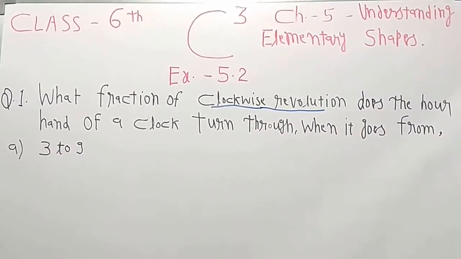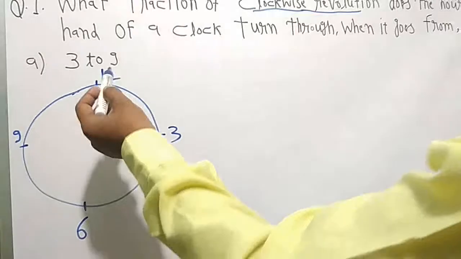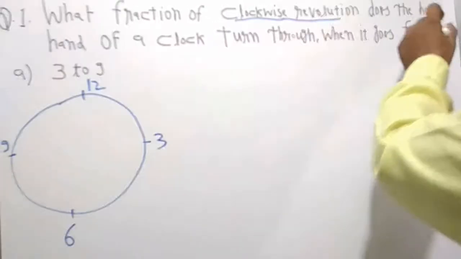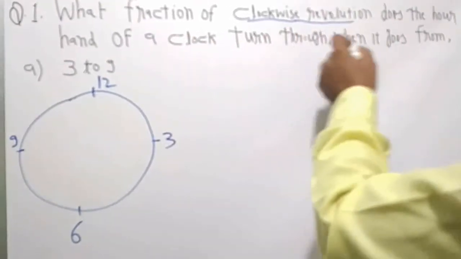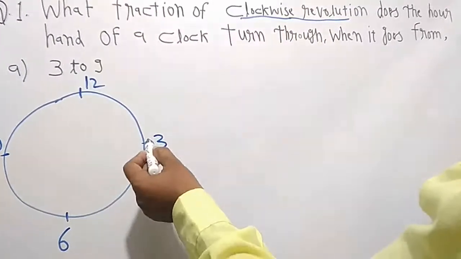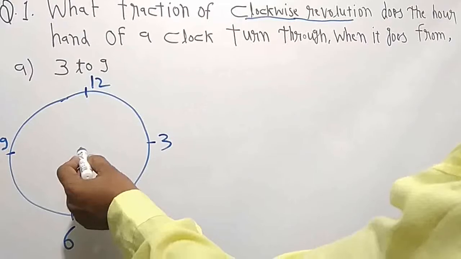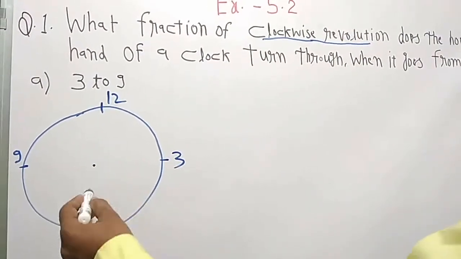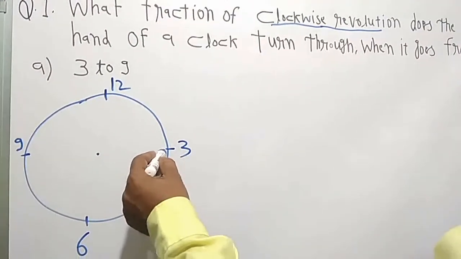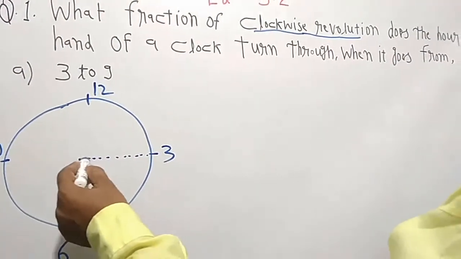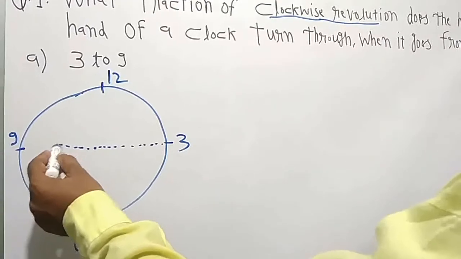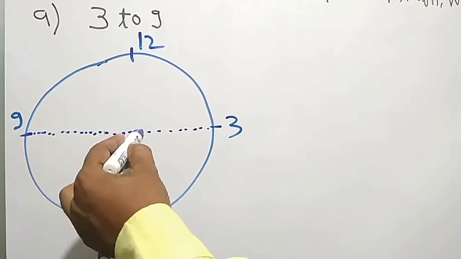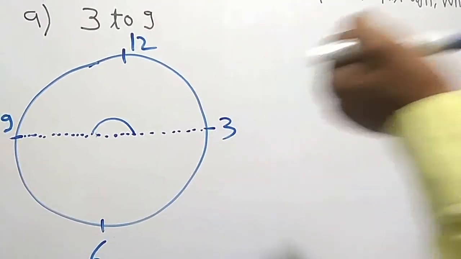So first we draw a clock. This is our clock: 12, 3, 6, 9. The hour hand goes from 3 to 9. Suppose this is our center point. From this center point it is 3 and it is 9. It is a straight line, so a straight angle is formed.